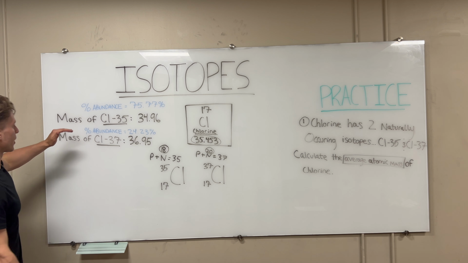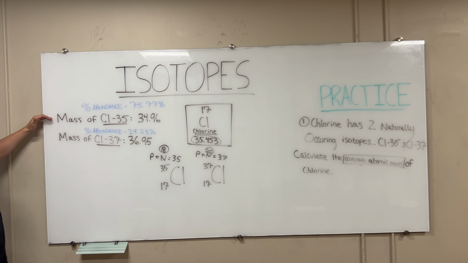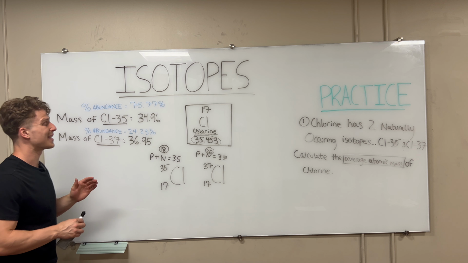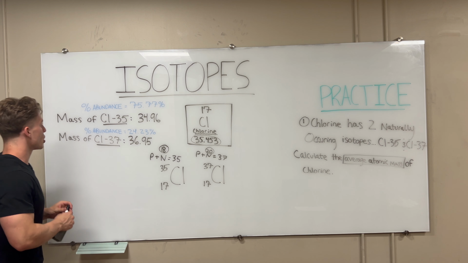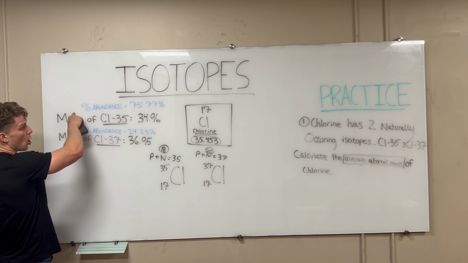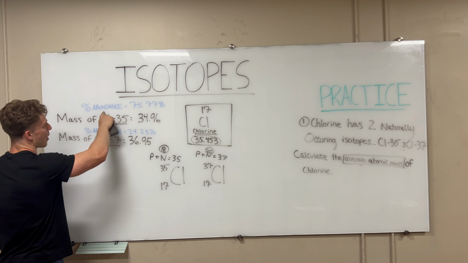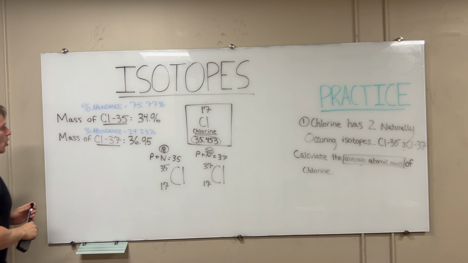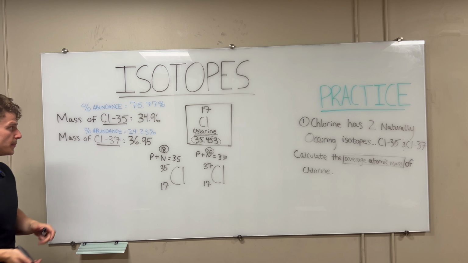Now, how are we going to do that with the math? We're going to have to come over here, and look at our mass of chlorine-35 and our mass of chlorine-37, and use those values to get this number. So before we can calculate that, let's look at what these are telling us, right? This is the percent abundance, okay? Now, what does percent abundance mean?